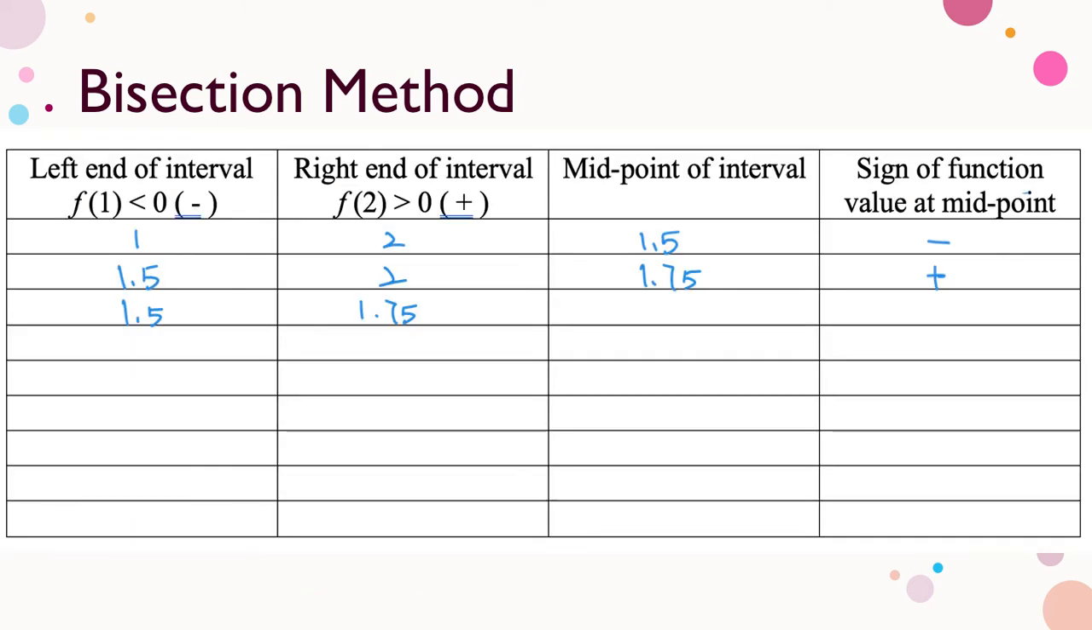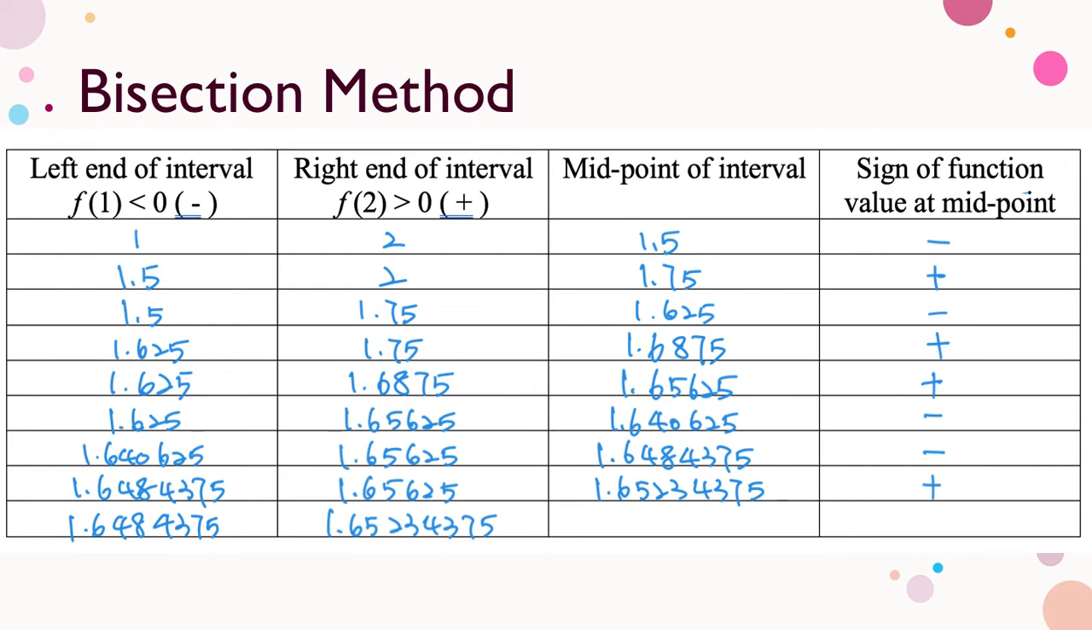Take the midpoint and have 1.625. Evaluate the function at the midpoint and get a negative value. Thus, the midpoint replaces the left end of the interval. Find the midpoint again and check the sign of the function value at the midpoint, which is positive. So the midpoint replaces the right end of the interval. The process goes on.